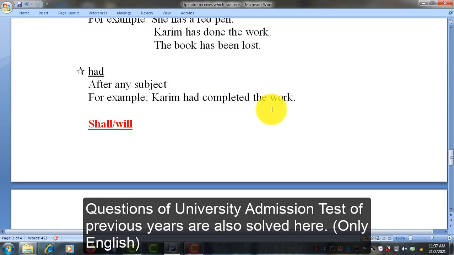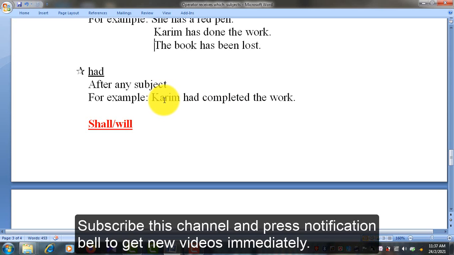Karim had completed the work. He had completed the work. She had completed the work. They had completed the work. Okay, for any subject you can receive had.